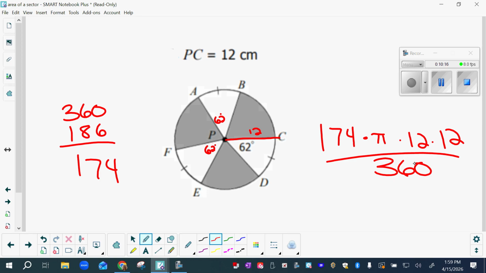Don't do that. Here's what I got. 219 centimeters squared. 219 centimeters. 219 little pieces of cheese.